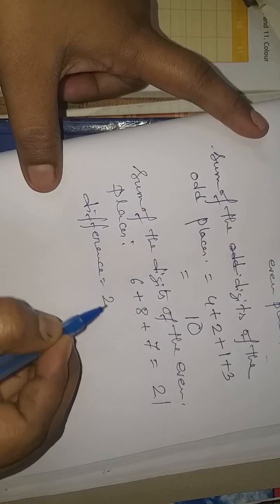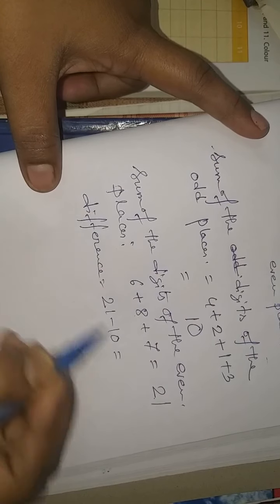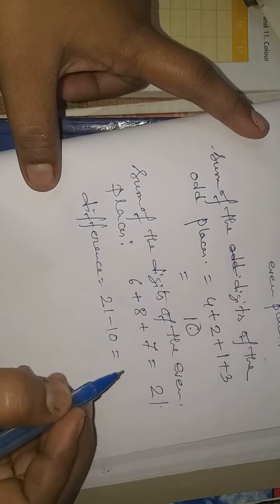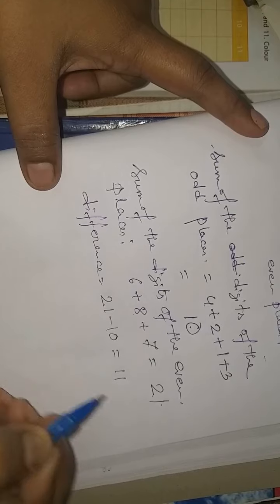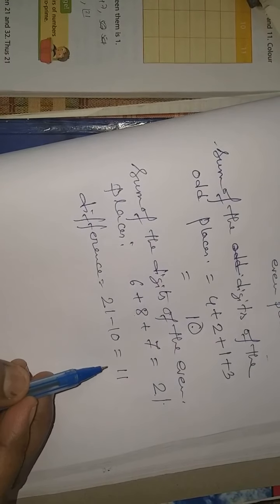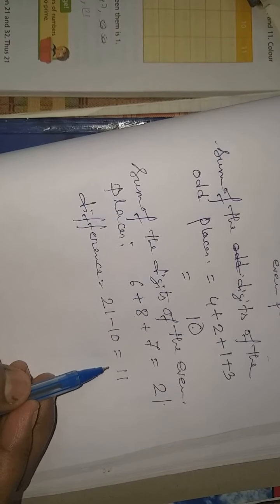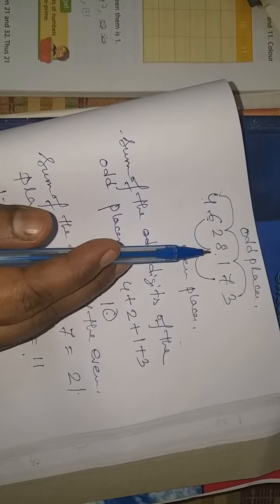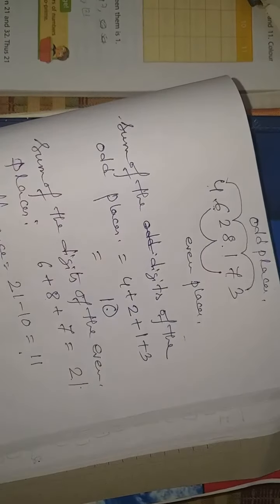The difference between 21 and 10 is 11. Now you know that 11 is divisible by 11. So the whole number 4628173 is divisible by 11.